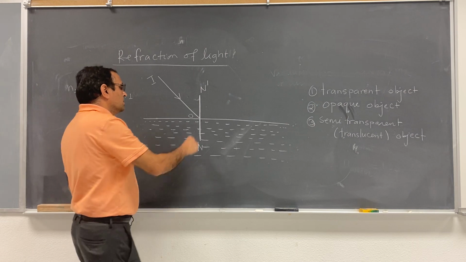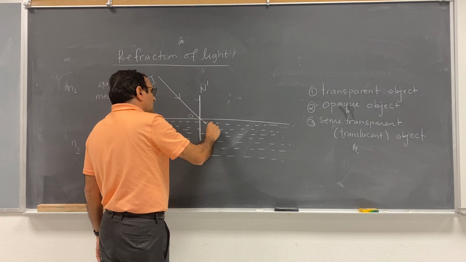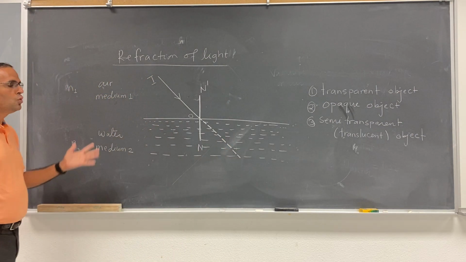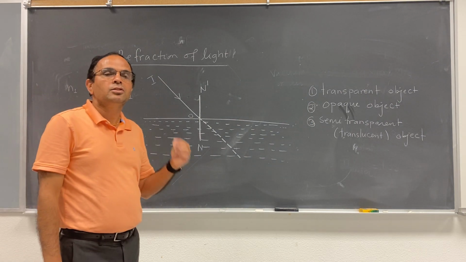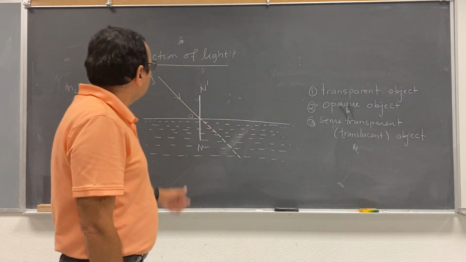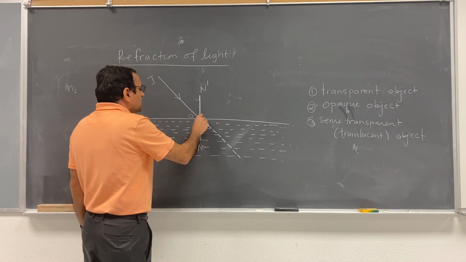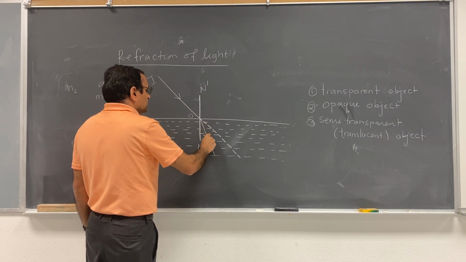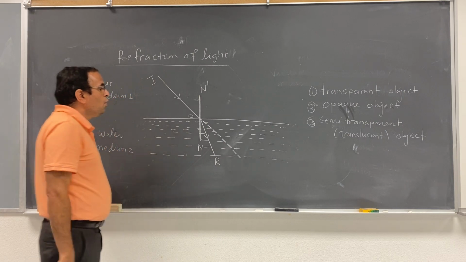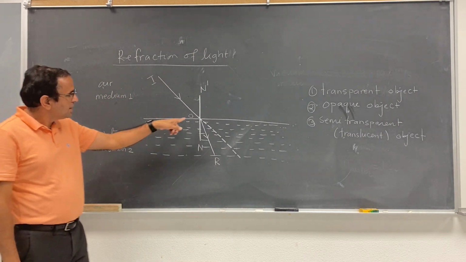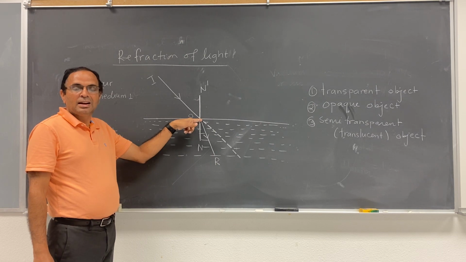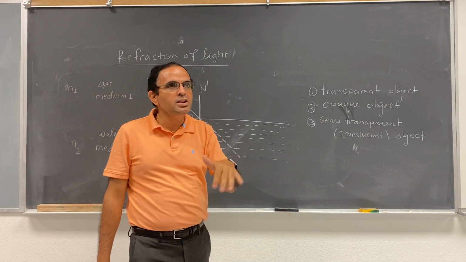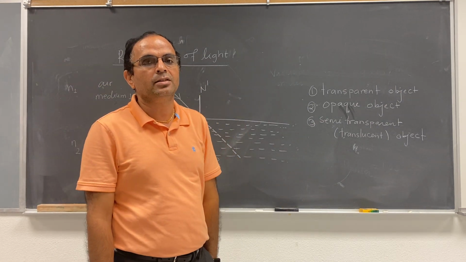At point O, here is water, a different medium. If there is no water, light propagates in a straight line like this, because light always propagates in a straight line, as I told you. But there is water, a different medium. So light bends here like this. OR is the refracted ray. This bending of light as it travels from one medium to another medium is called the refraction of light.